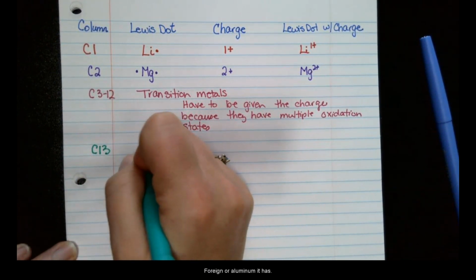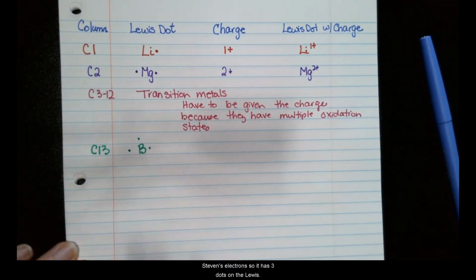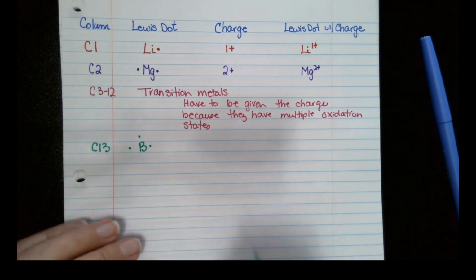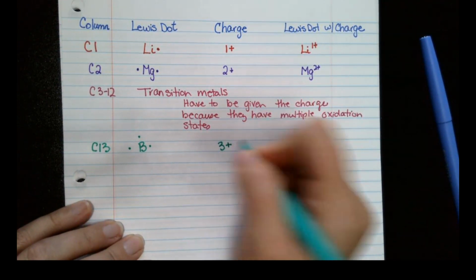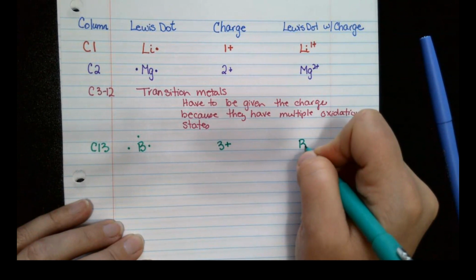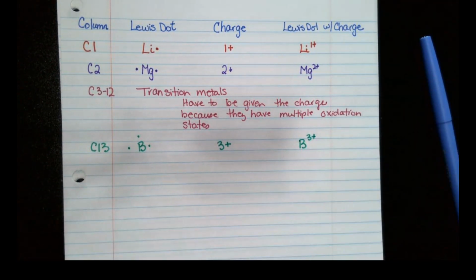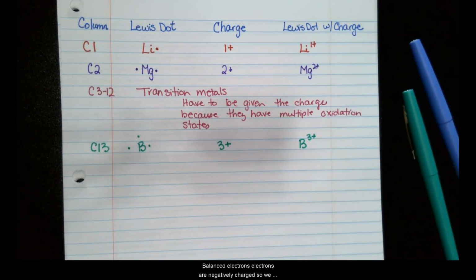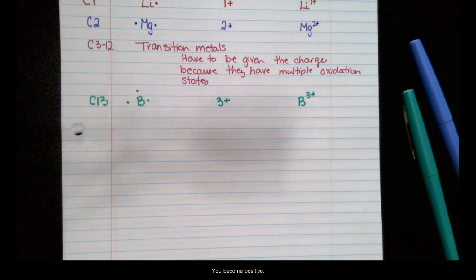For column 13, this is like boron or aluminum. It has 3 valence electrons, so it has 3 dots on the Lewis dot. Because there's 3 there, it's a charge of 3 plus. And when they make the Lewis dot with charge, again, you're losing all 3 dots and you're getting a 3 plus charge because you're giving away 3 valence electrons. Electrons are negatively charged, so when you give them away, you become positive.